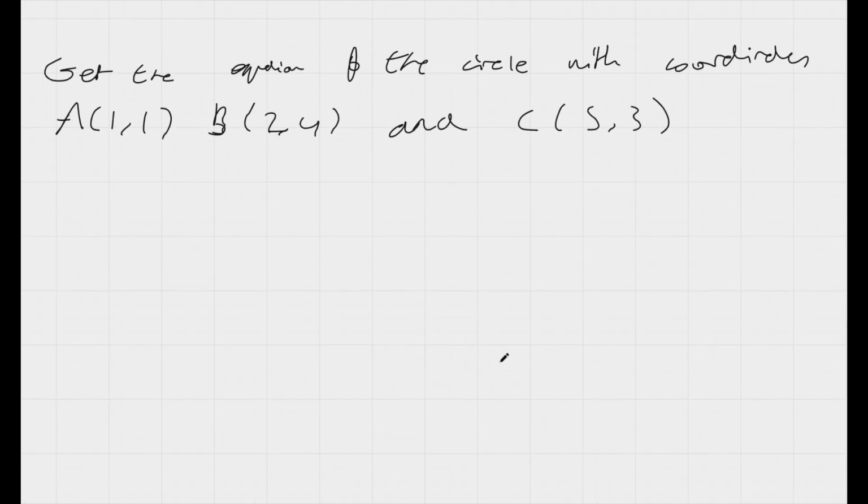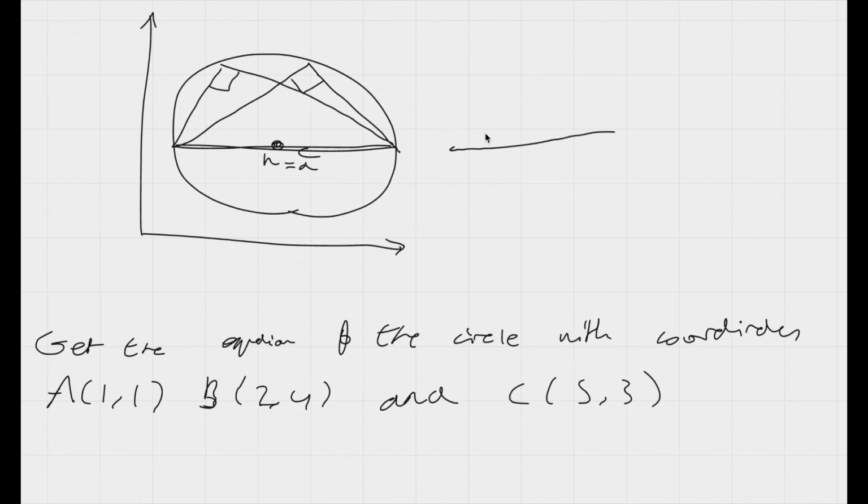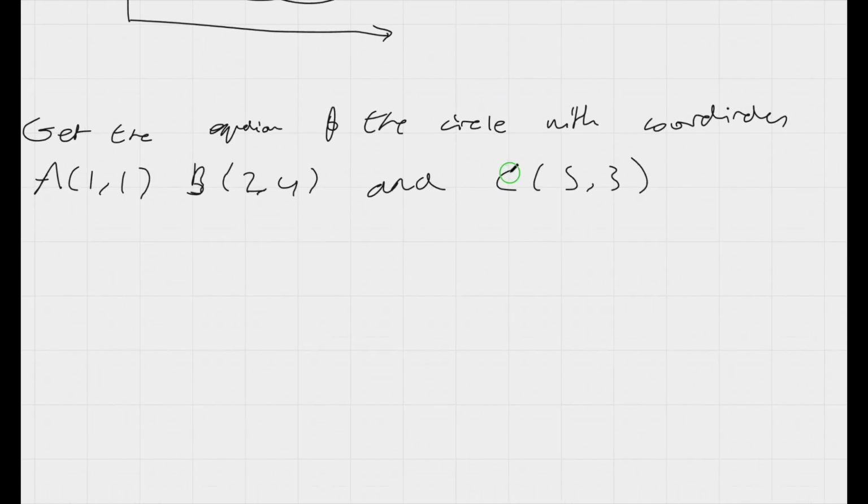Okay, I realized I can't just leave you guys in the dust when I start talking about all this perpendicular bisectors and how you need to find the center of a circle or equation of a circle using three of these, but I will show you. Get the equation of the circle with the coordinates 1, 1, 2, 4, and 5, 3. This will basically cover all the things I just said about these. So let's go.